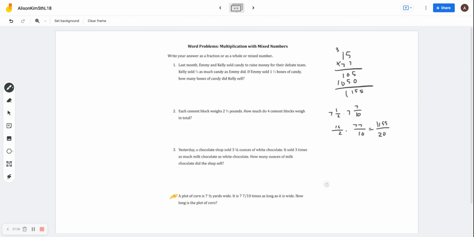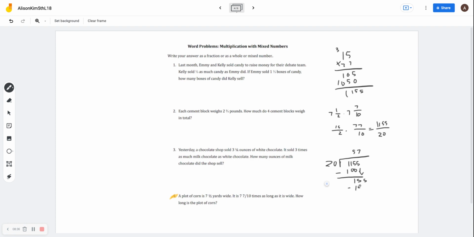But it wants it as a mixed number or whole number, so that's what we're going to do. We're going to divide 20 into 1155. And just by doing simple math, we know 20 times 5 is 100, so let's do 20 times 6. That gives us 120, and 120 is a bit bigger than 115, so we're going to stick with 5. So 115 minus 100 will be 15, right? And then bring down the 5. Let's do 20 times 7, that's 140. Let's go a little bit higher. 20 times 8, that's 160. That's a bit too high for 155, so we're going to stick with 7.